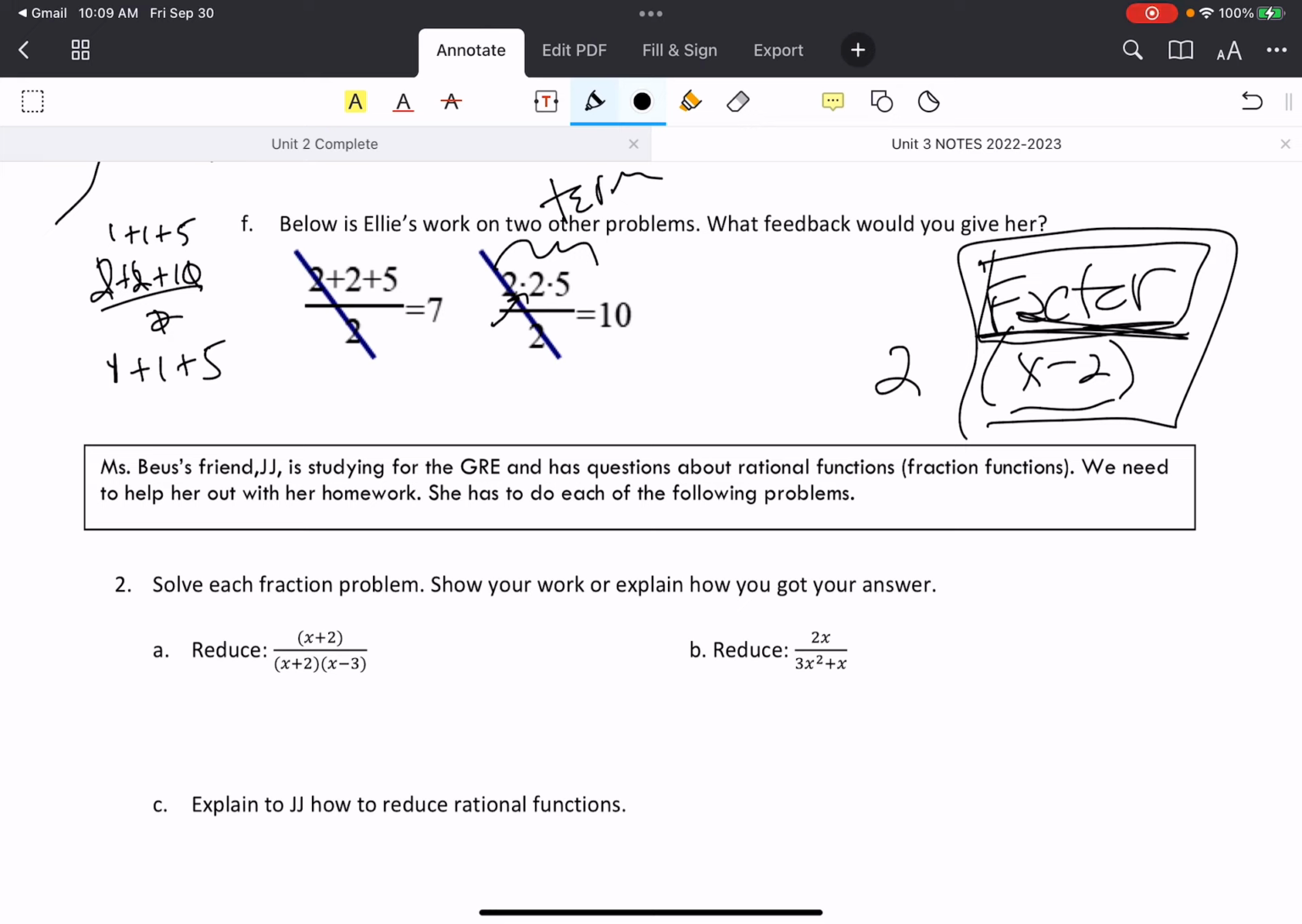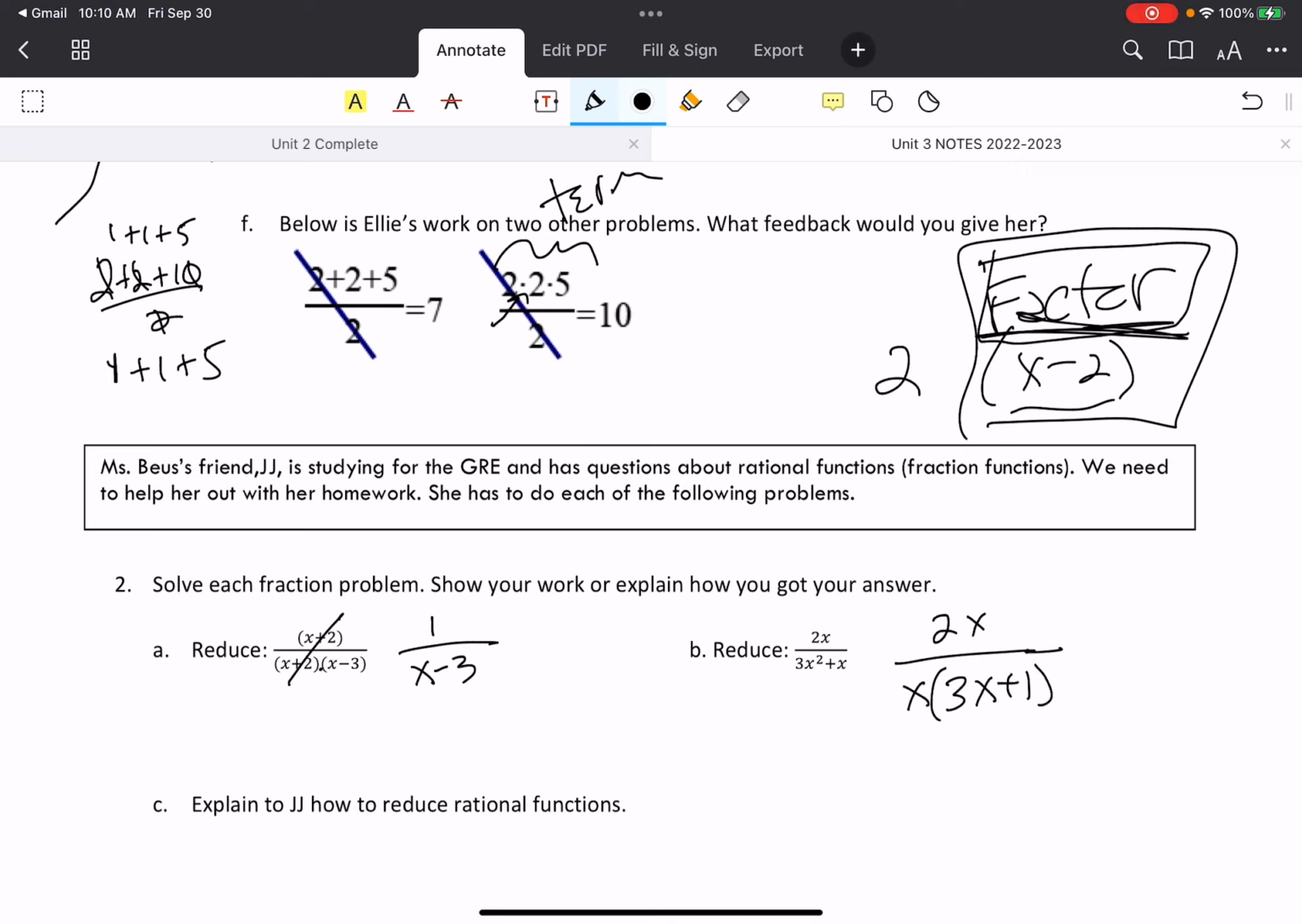So is there a common parentheses factor in this first problem? Yes. Over multiplication. Good, it's 1 over the x minus 3. Oh, I can reduce the next one, but with the greatest common factor that's more familiar because I've done it much more. What's my greatest common factor on the next one? X. 2x over x times 3x plus 1.